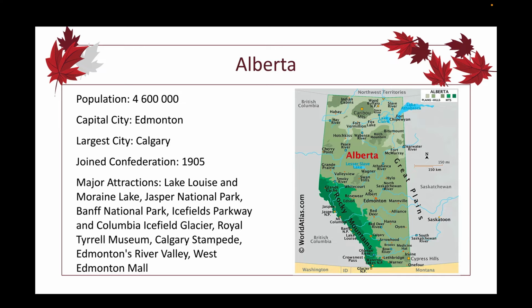Moving over to the east of British Columbia, we have Alberta with just over 4.5 million people. The capital city of this beautiful province is Edmonton, and the largest city is Calgary. In 1905, Alberta joined Confederation in order to gain greater control over its natural resources, such as oil and gas, and they wanted to secure federal assistance for the construction of railways. As you can see, the railway is going to play a pretty important part in the creation of Canada.